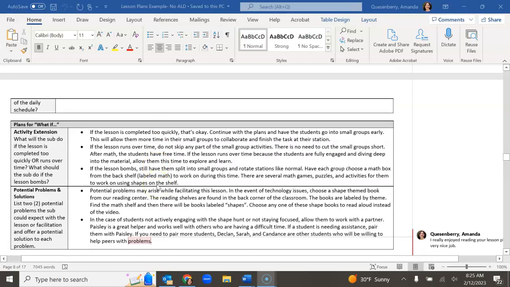And then finally, every lesson should have kind of like a plan B, a what if. So activity extensions are things that you can include to think through what might happen if your technology doesn't work. What might happen if the lesson ends too quickly, if it takes too long, if I have to cut out parts of the lesson, what would I cut out? So those things would go into these 2 sections here. Okay, so potential problems and solutions, ways that you might extend the activity, and so on.